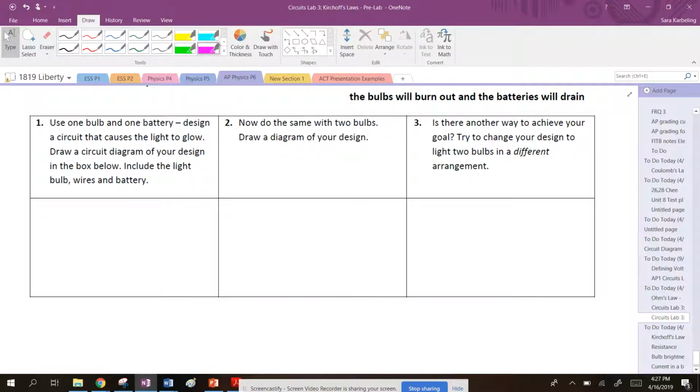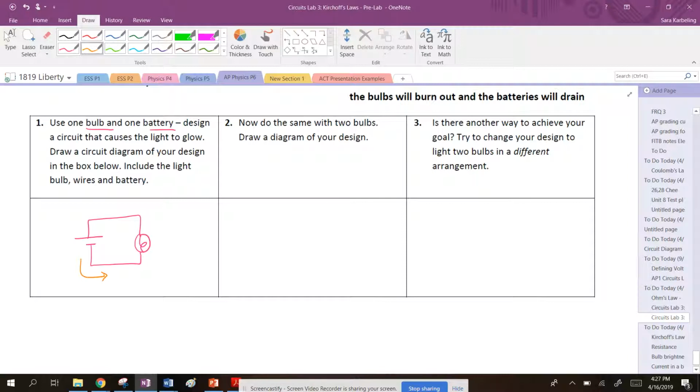So we did in class talk a little bit about how to draw the circuit for number one with a bulb and a battery, and we made the light glow. So it was going to look something like this. You've got your bulb, you've got your battery, and just a friendly reminder that our electrons are flowing from negative to positive. They go in that direction. They make that light glow. What I really want to focus on in this video is steps 2 and 3. The task said to now do the same thing with two bulbs and draw a diagram of your design.